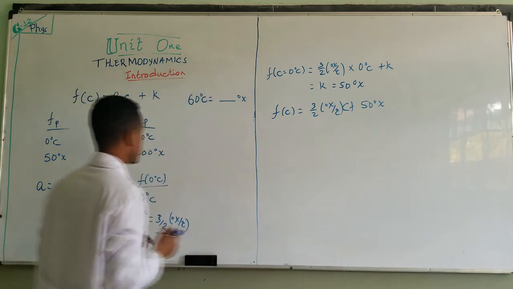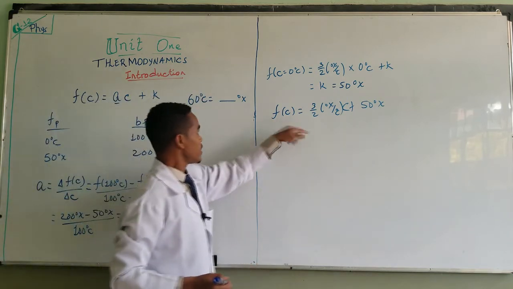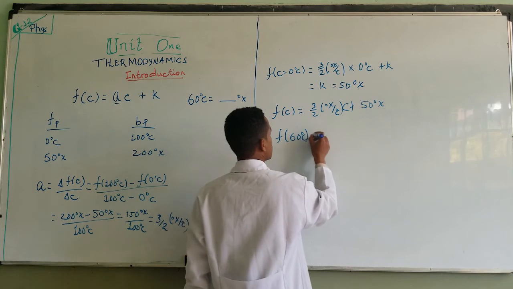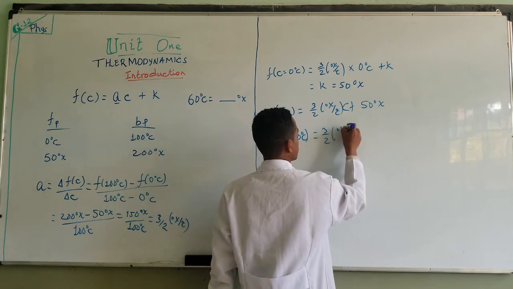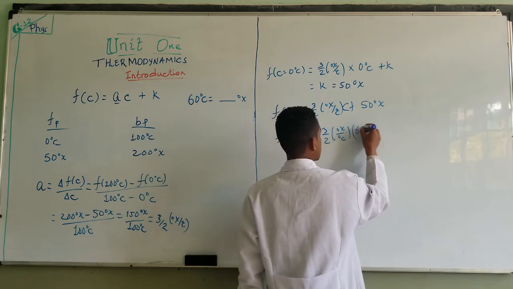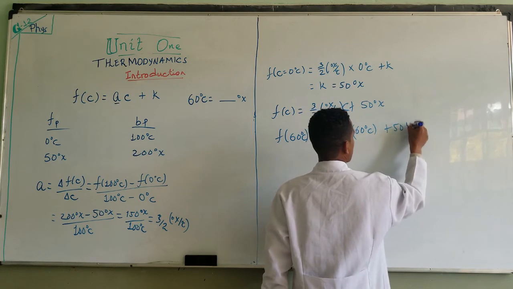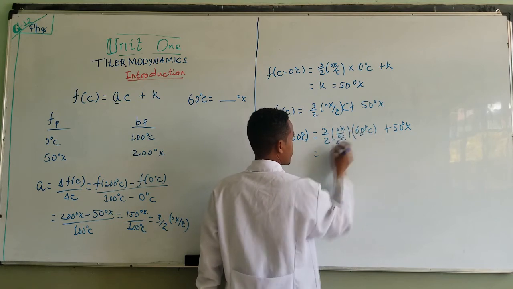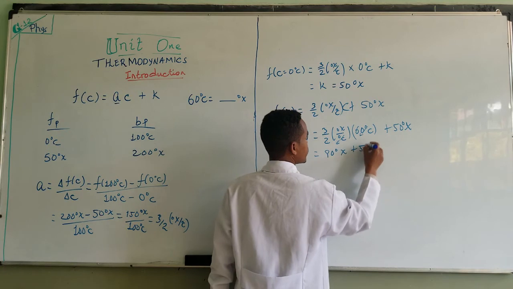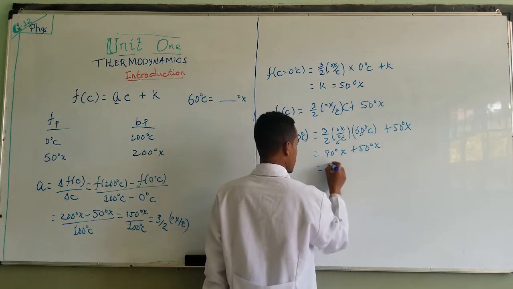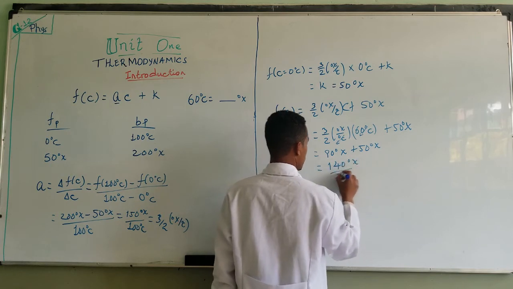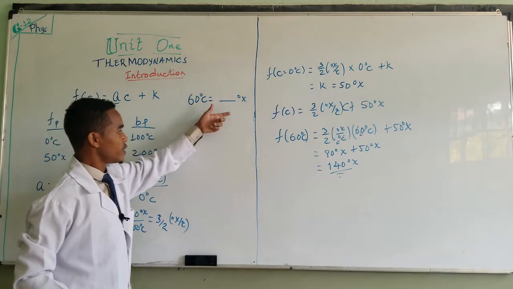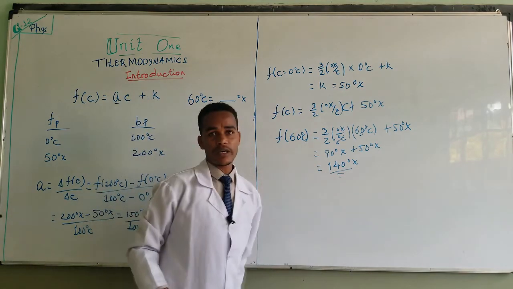Now we have found the function, and the only thing left is to substitute C equal to 60 degrees. Therefore, F of 60 degrees Celsius is equal to 3/2 degrees X per degree Celsius times 60 degrees Celsius plus 50 degrees X. The Celsius units cancel, and this will be 90 degrees X plus 50 degrees X, which is equal to 140 degrees X. So when the temperature is 60 degrees Celsius, the reading in X degrees will be 140 degrees.